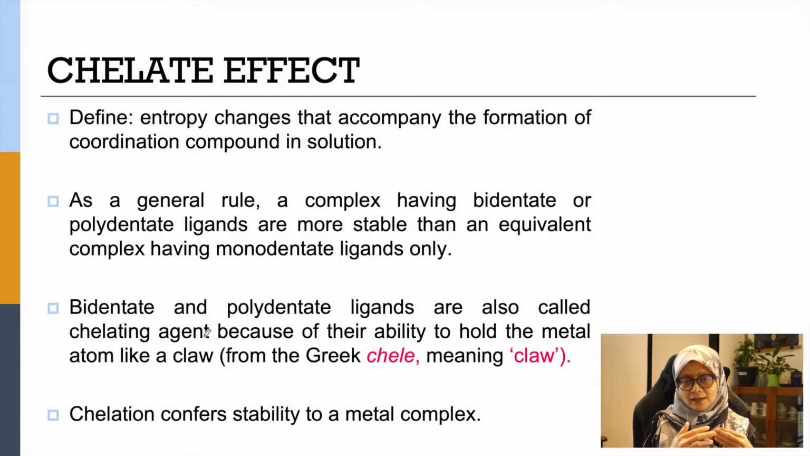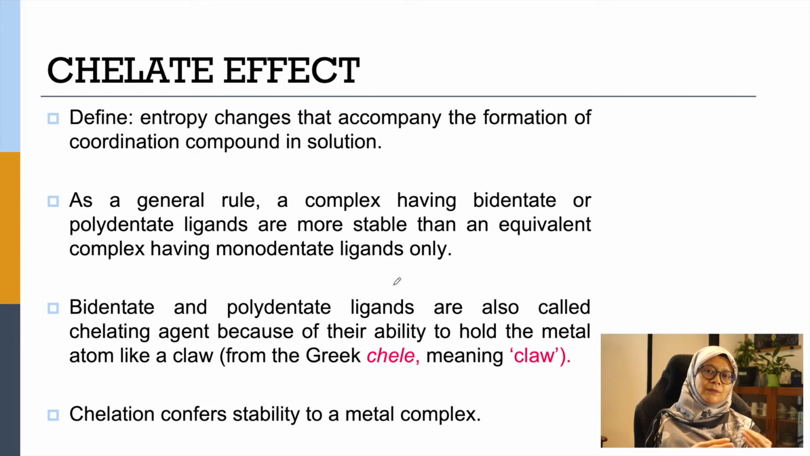So we are actually in part 2, chelate effect, from the topic of stability of complex ions and chelate effect. So what is a chelate effect? It can be defined as entropy changes that accompany the formation of coordination compound in solution. So what is an entropy? It is actually a degree of randomness.